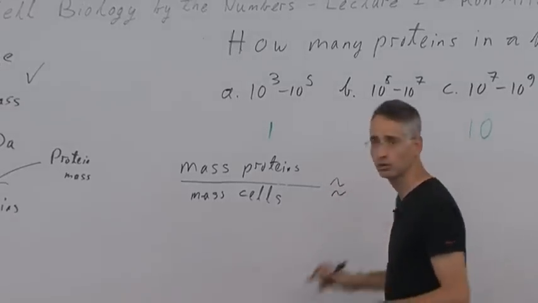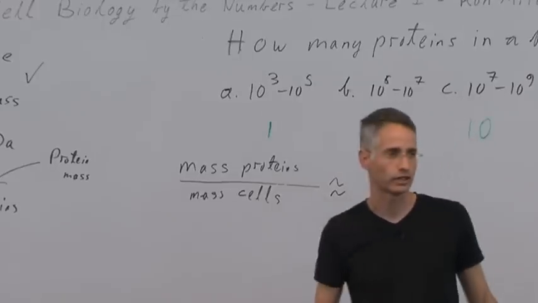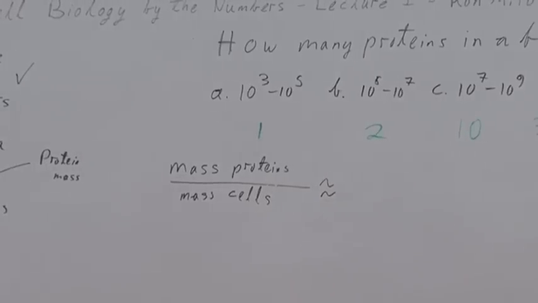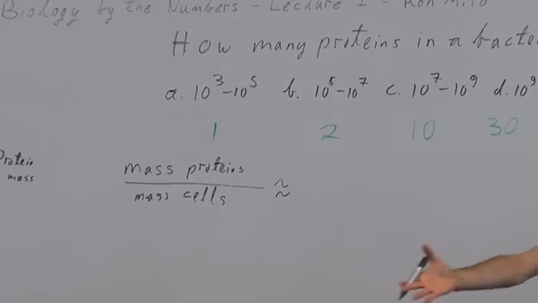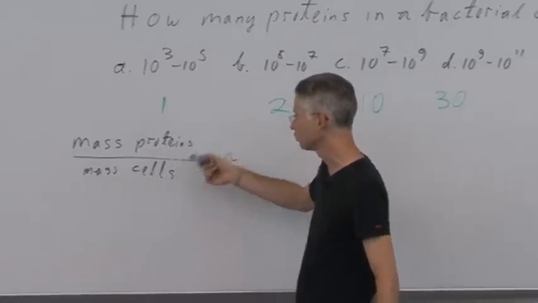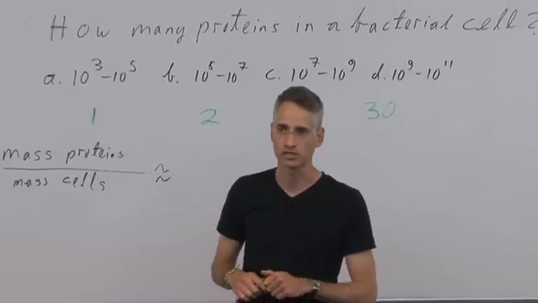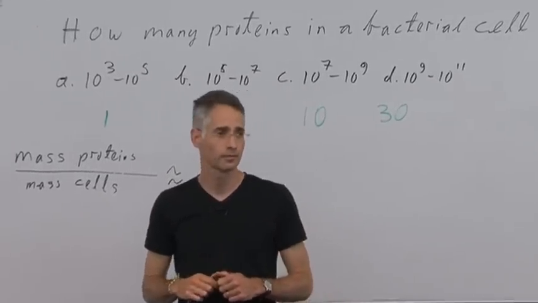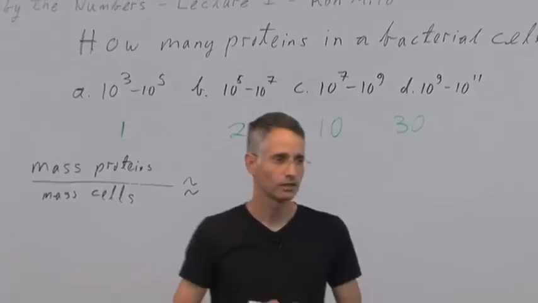Okay, it's very common now to do crowdsourcing of all sorts of things. So let's do a crowdsourcing to the audience here. What number would you say is the fraction of proteins out of the total mass of the cell? 0.4.